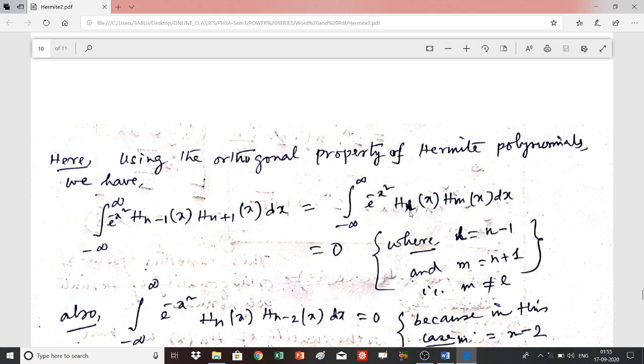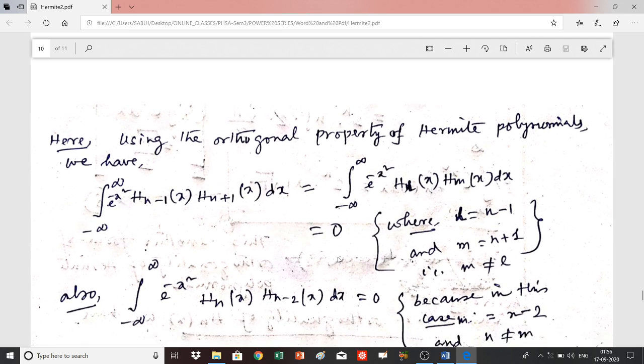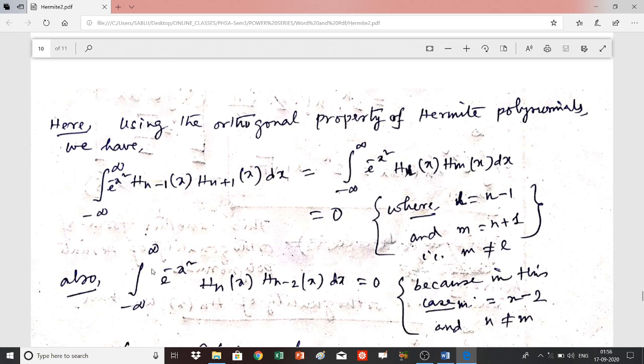So using the orthogonal property, this expression will give you a null result, that is, it will give you 0. And another term is there, that is the integral from minus infinity to plus infinity of e to the minus x square Hn minus 2 x dx is equal to this. This will also give you 0, because just compare this.